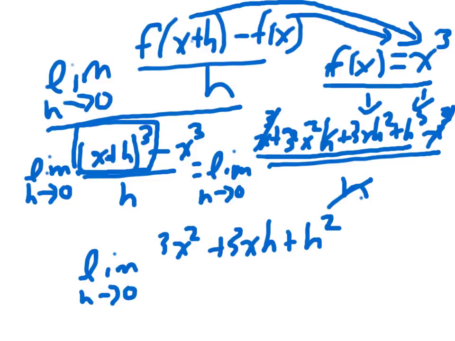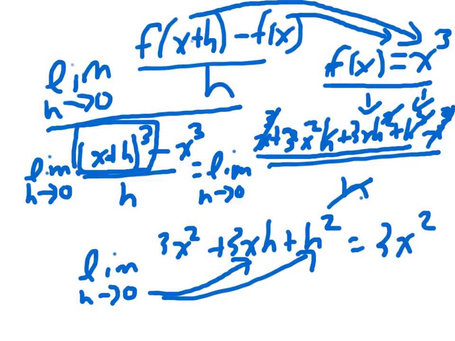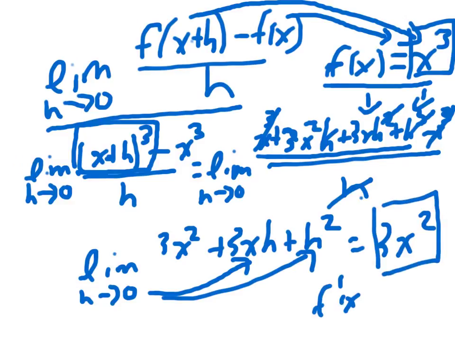Now I've gotten rid of my fraction because I divided all these terms by h. And so now I'm left with this problem. I can simply substitute 0 for h. These terms both become 0. And so my exact derivative is 3x^2. So here's my original function, and here's my derivative, which we denote with the terminology f prime of x, with a little apostrophe. We would say it's equal to 3x^2.